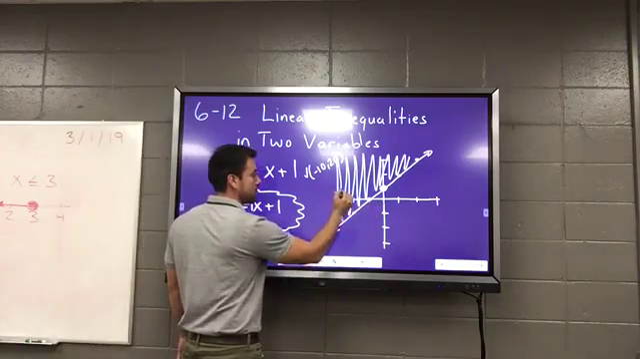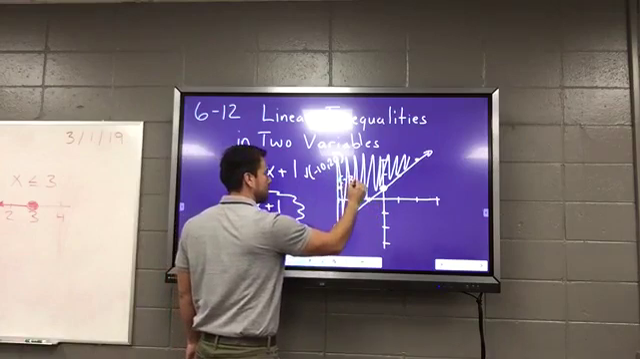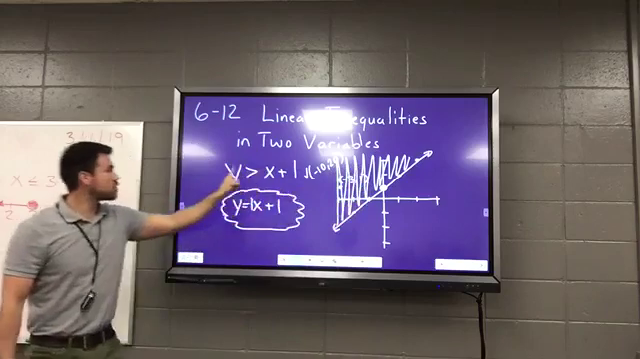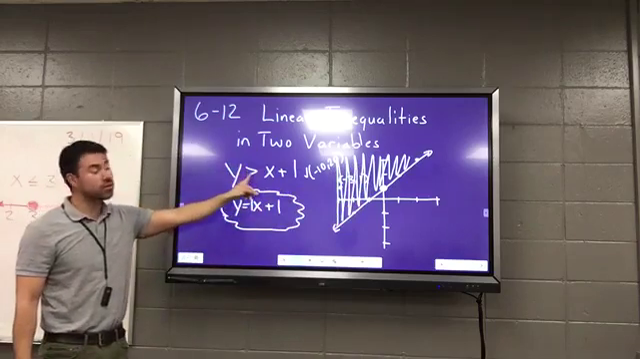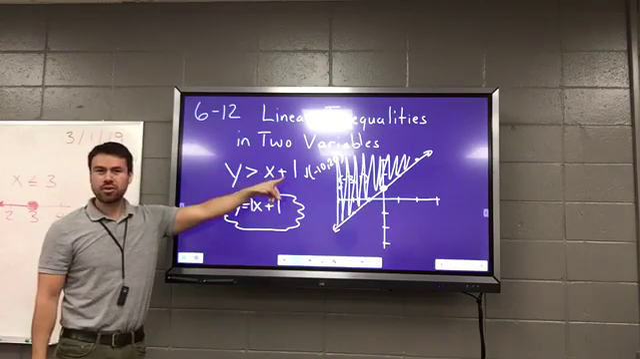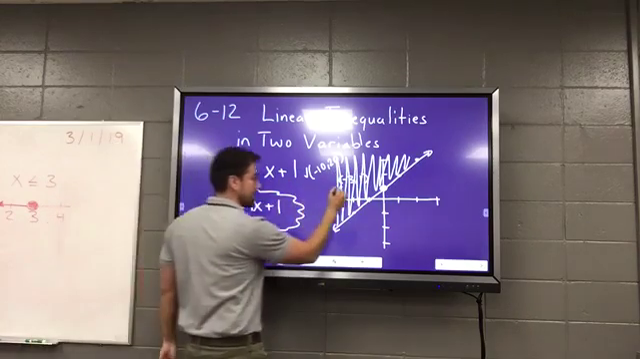Negative 3, 1. This one right here, I'll label it negative 3, 1. Is that a part of the solution? Okay, is 1 greater than -2? Is that true? Yeah. Yeah, that's a solution right there.